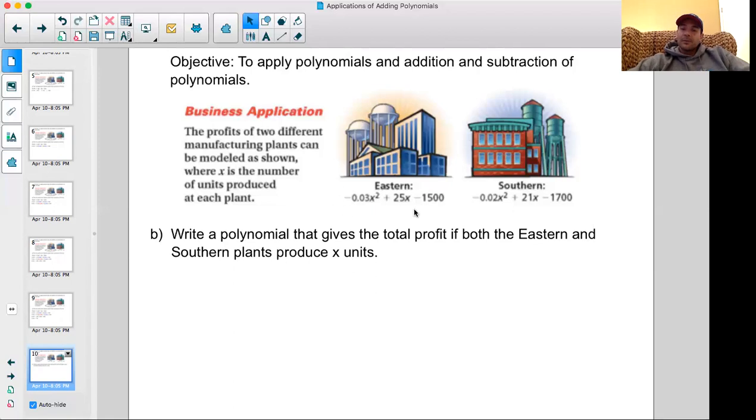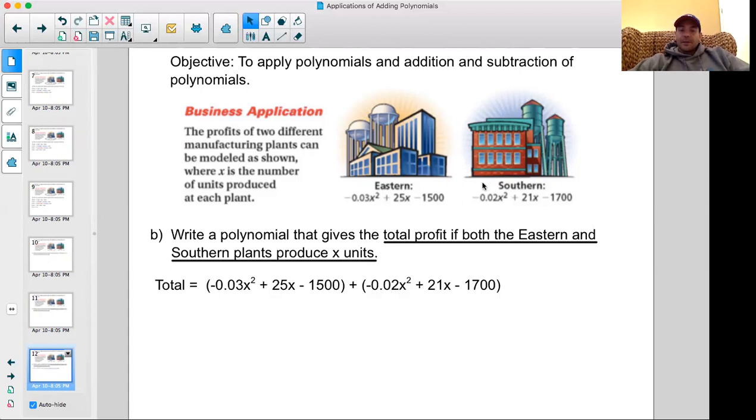Well, this polynomial describes just the profit from the eastern plant if it produces X units. And this polynomial over here represents the profit from the southern plant if it produces X units. So when we're asked to write a polynomial that gives the total profit if both the eastern and southern plants produce X units, I think what I would need to do to find that total is to take the best representation we have of the eastern and add it to the best representation we have for the southern.